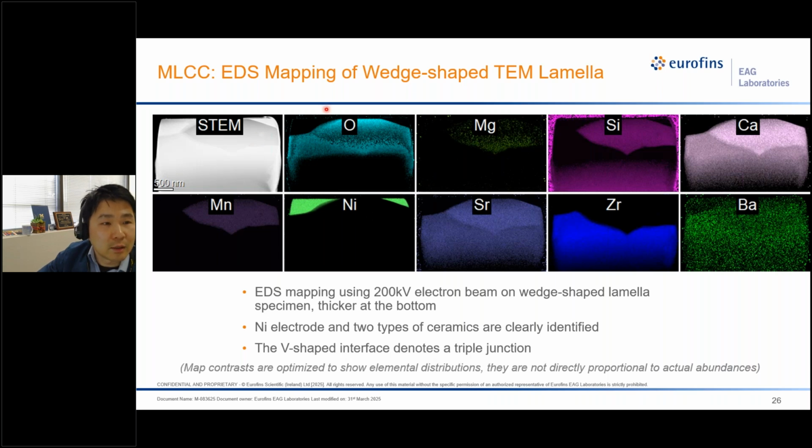So these are the wedge-shaped TEM specimen mounted on a silicon grid. And these are the EDS mapping results. We're getting the nickel electrode on the top. We have the secondary phase enriched in strontium, manganese, and calcium in the middle. And on the bottom is the primary phase.